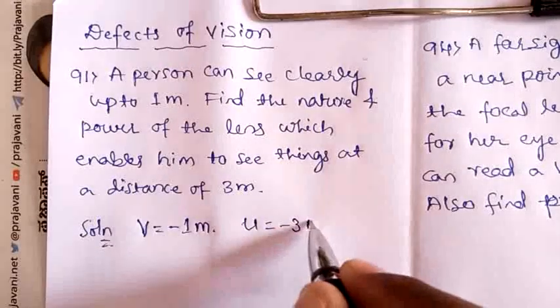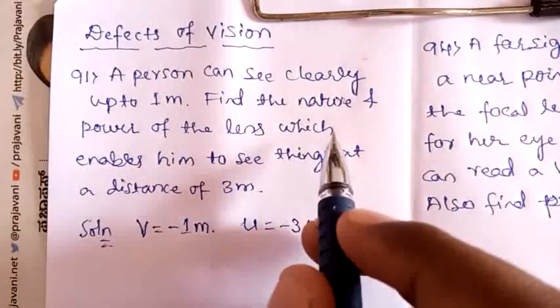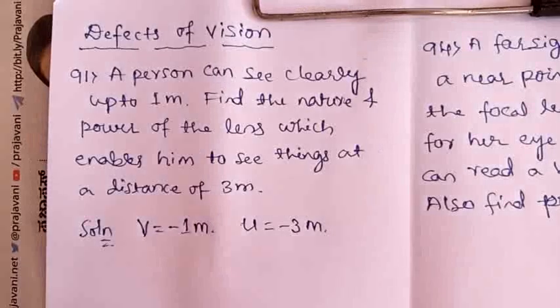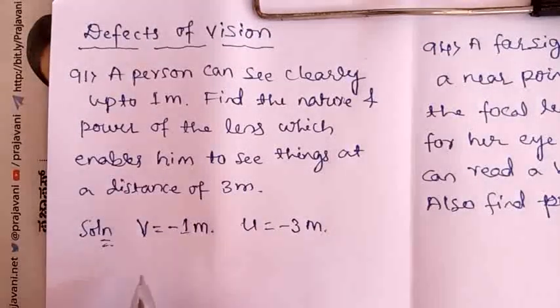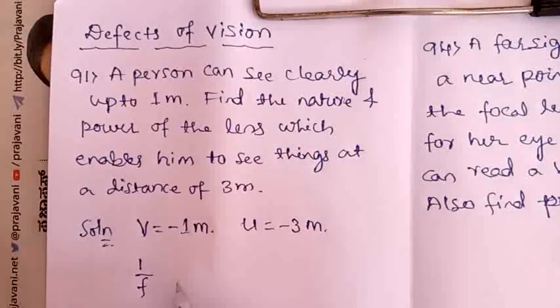Okay, so what is our question? The nature and power of the lens. We have to find the nature and also power of the lens now. Okay, how to solve this question now? By using lens formula. What is lens formula? 1 by f is equal to, we are going to find the power. So if we get the power is negative, then it is a concave. If we get the power is positive, then it is a convex. First we have to find 1 by f. Then 1 by f is equal to 1 by v minus 1 by u.